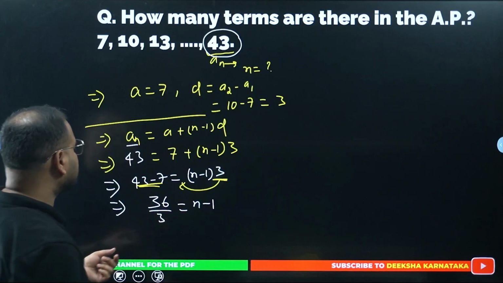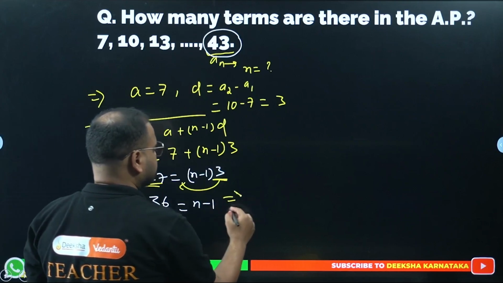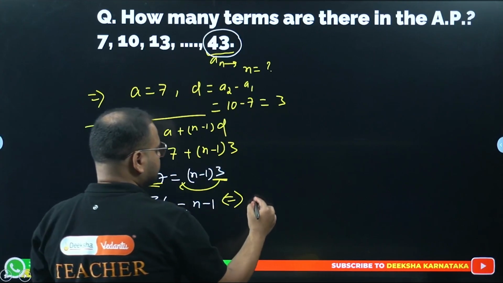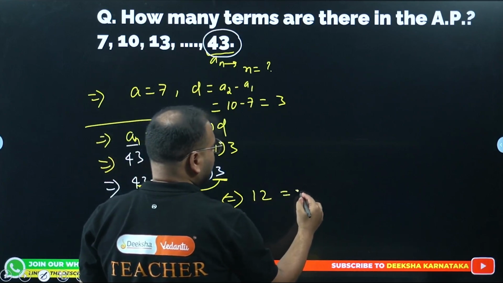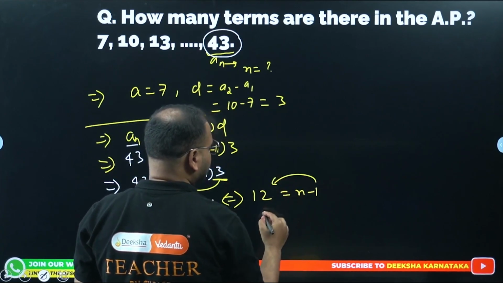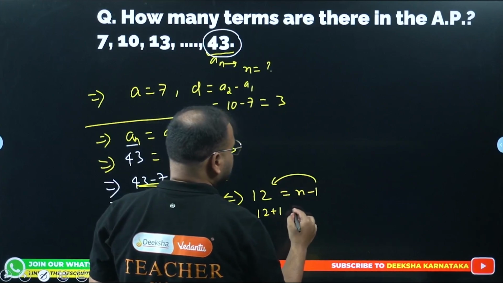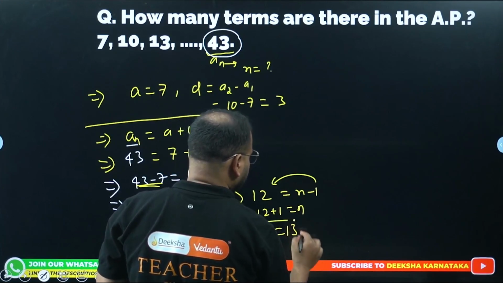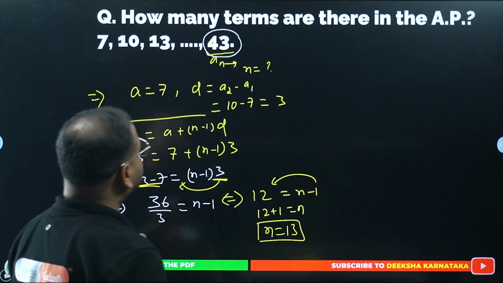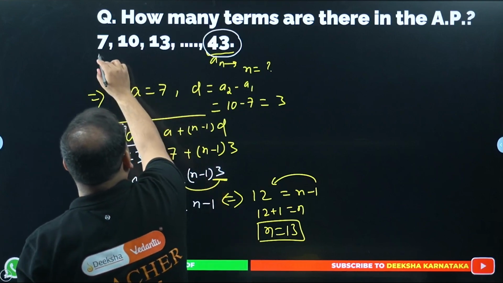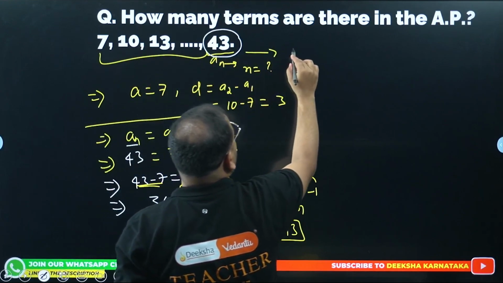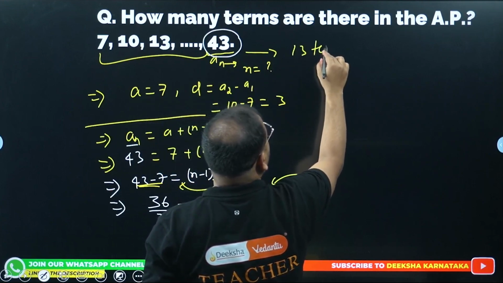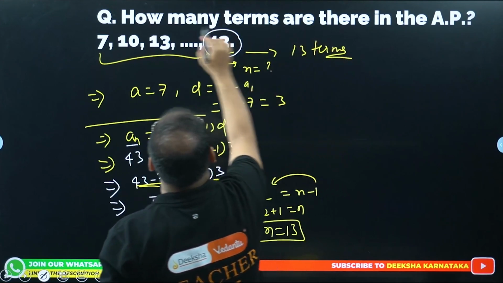36 by 3. How much is that? Simplify it further. 36 by 3 is 12, and this equals n minus 1. Bring this one over here. You'll get 12 plus 1 equals n. Hence our n is 13. So which term is 43? How many terms are there? 13. It means this entire AP has 13 terms. Question is done.